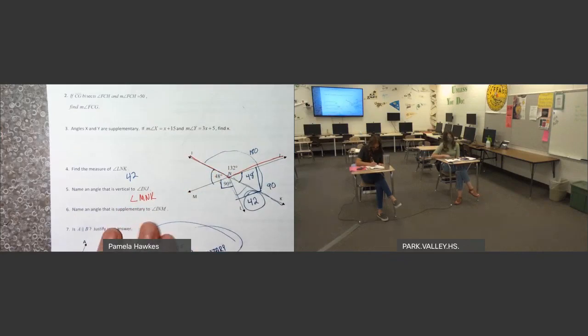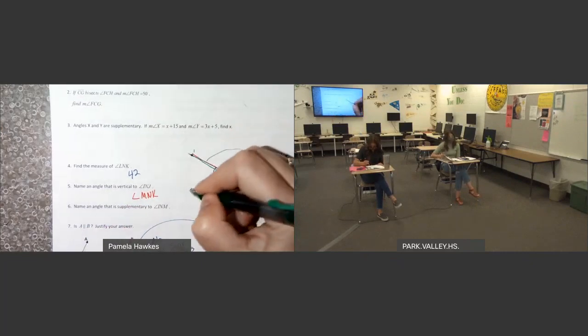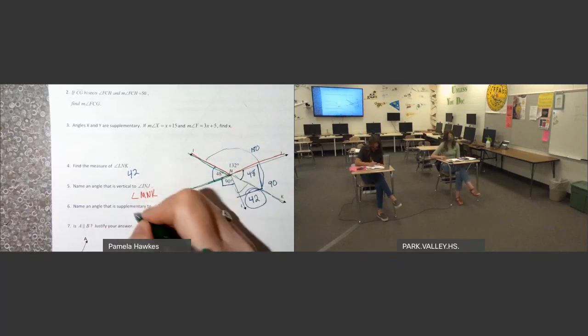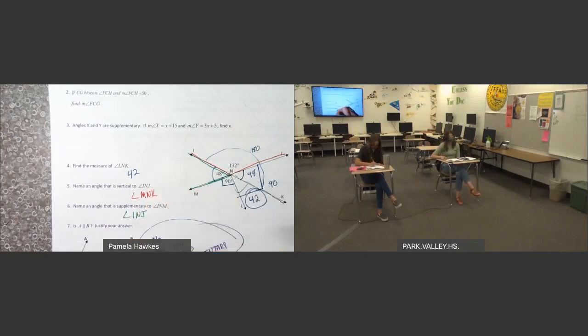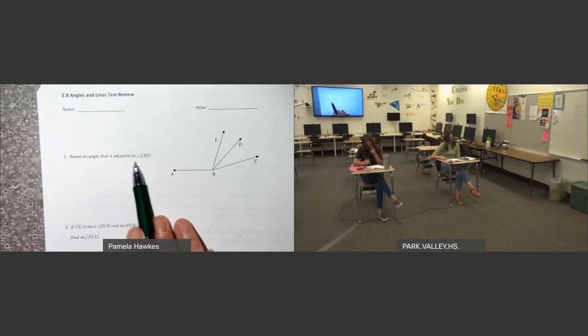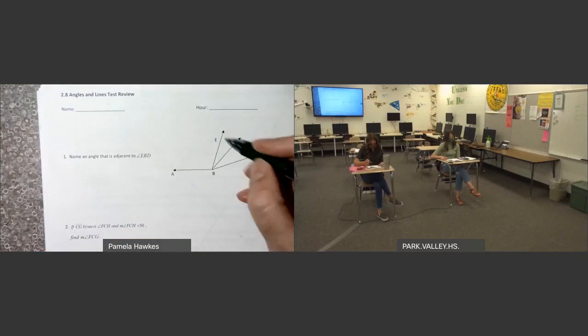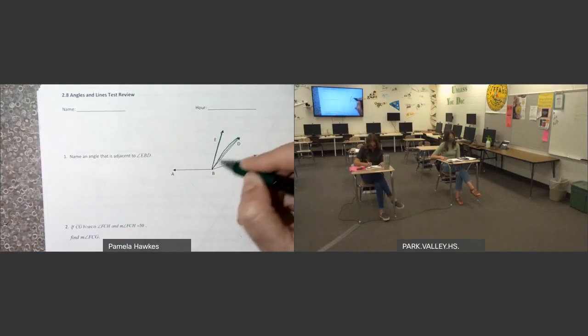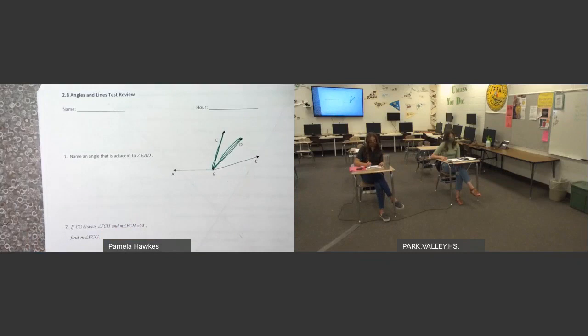Okay, what's an angle that's supplementary to I and M? Here. One that's supplementary to this one. I and J. Good job. Okay, so let's go back up here. It says angles. Name an angle that's adjacent. Uh-oh, do you remember adjacent? What is adjacent to E, B, D? Adjacent.